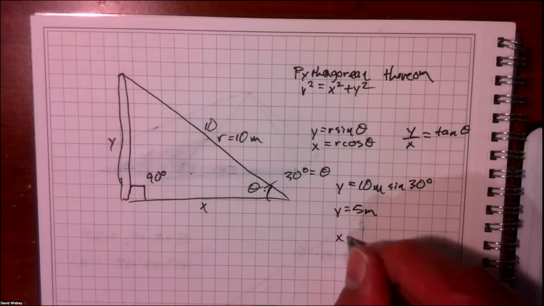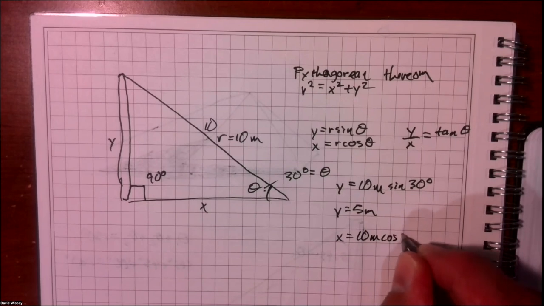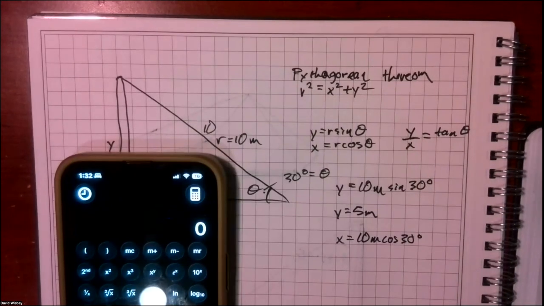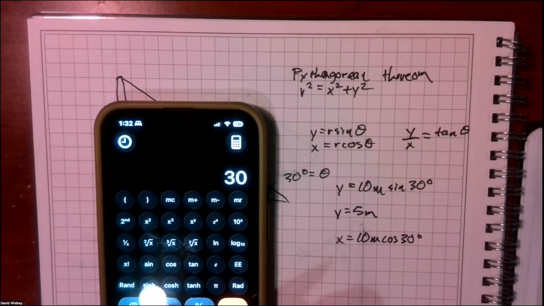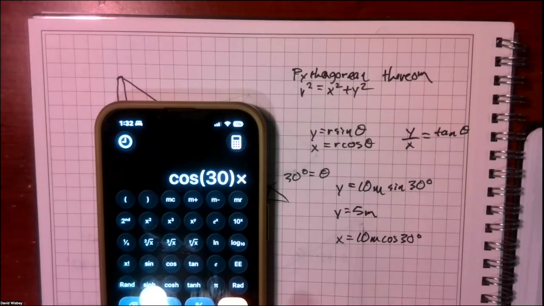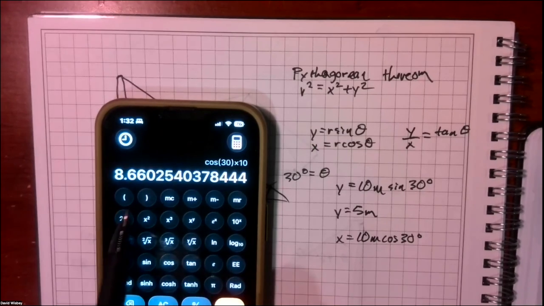So we're going to do the same thing. We're going to say x equals 10 meters times cosine of 30 degrees. And I'll put this in my calculator. So we'll say 30, that's my angle, times cosine times 10. Okay, that's going to be 8.66.